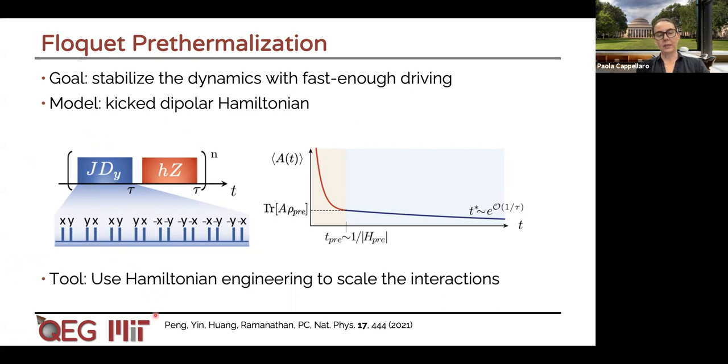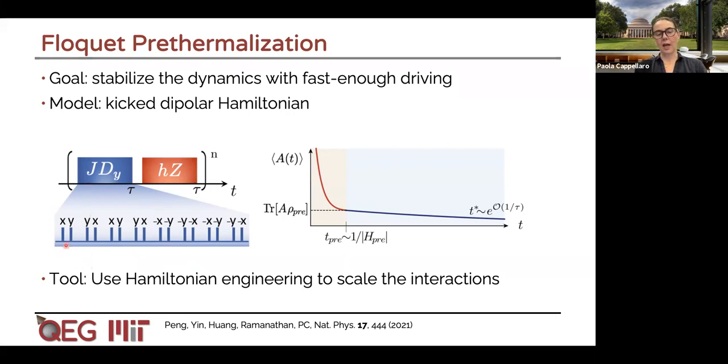So what do I mean by using Hamiltonian engineering to scale the interaction? Instead of just letting the system evolve under the natural Hamiltonian, we engineer the Hamiltonian by using this type of pulse sequences, which I discussed before. Now we do not want to engineer complete decoupling, we want to engineer a new Hamiltonian, in particular the dipolar along the y direction.